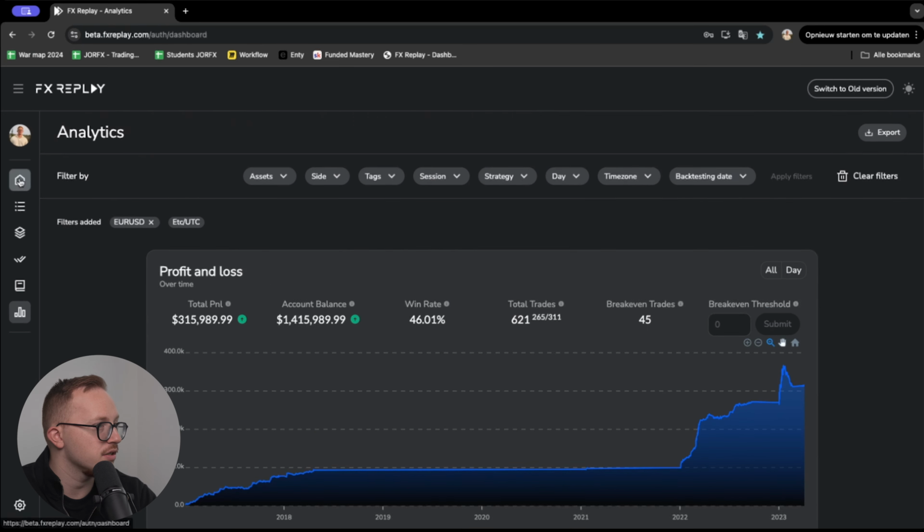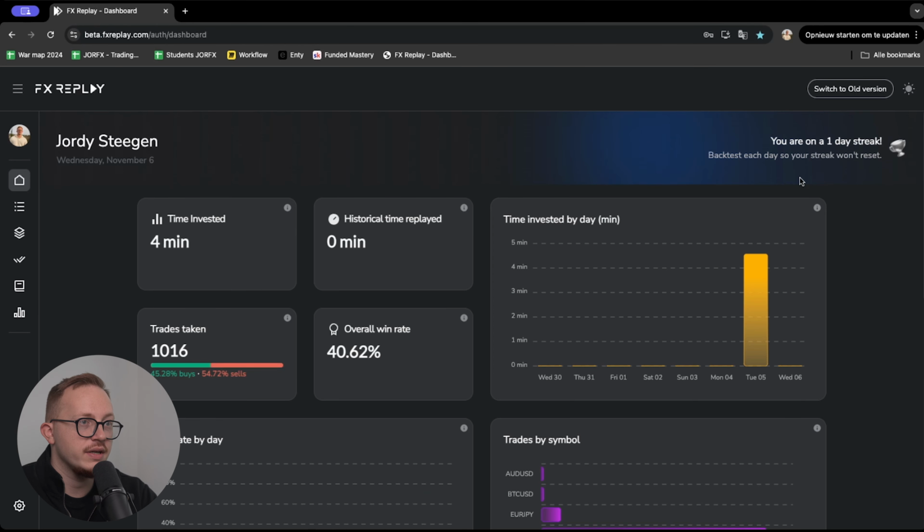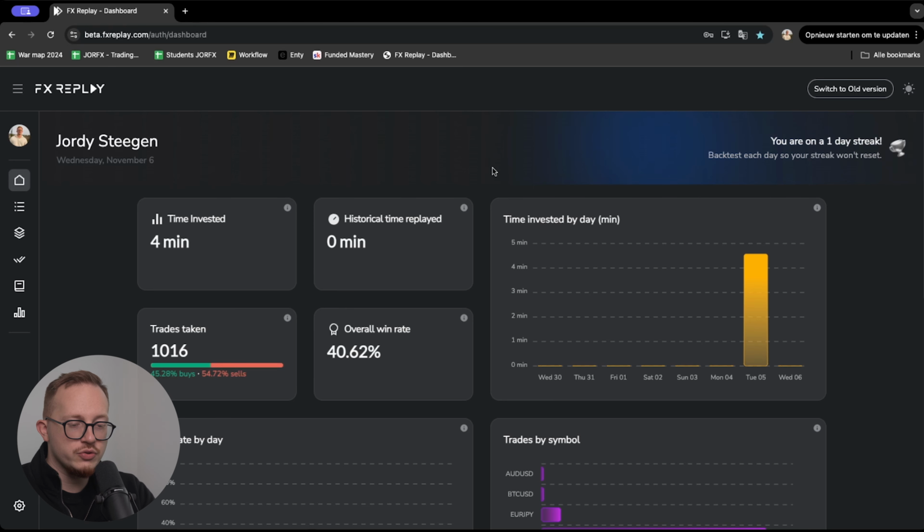I love this gamification of you're on a 1-day streak right here on the top right. I don't know if you saw that already, but you're on a 1-day streak, backtest every day, so your streak won't reset. I'm a person that, of course, I've been a gamer in my days, so I'm loving this, right? And right now, I just want to backtest more than all of you. I want to have a bigger streak than all of you.